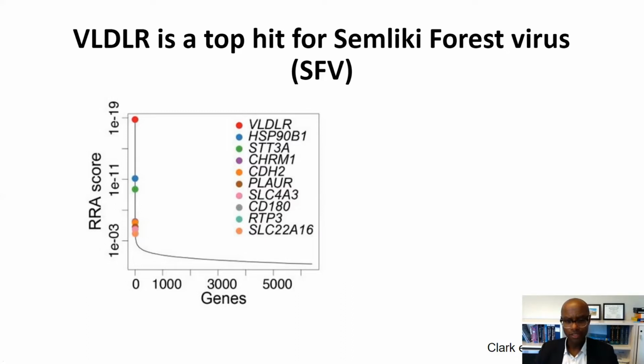The top hit in the screen here is shown with an RRA score, which is based on the bioinformatic pipeline related to how often the guide is present in that final population I was telling you about on the last slide, from the next-gen sequencing results, as well as how many guides per gene are found. 10 out of 10 guides were found for VLDLR, and there were very high read counts for that guide.